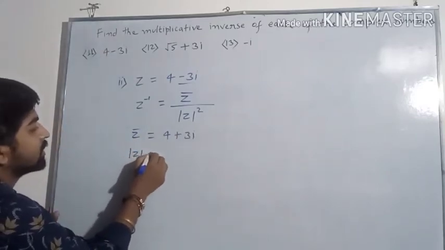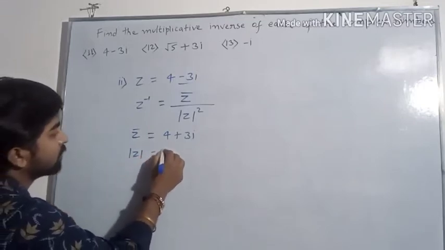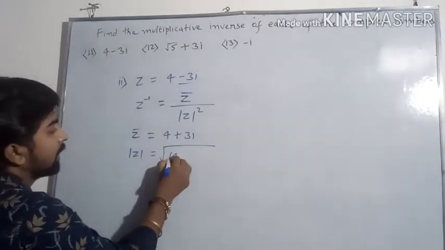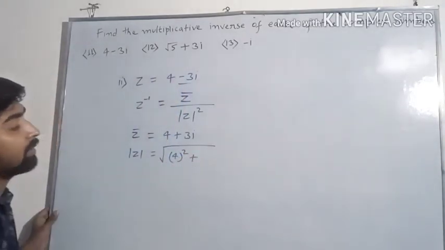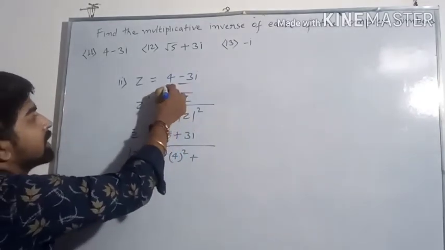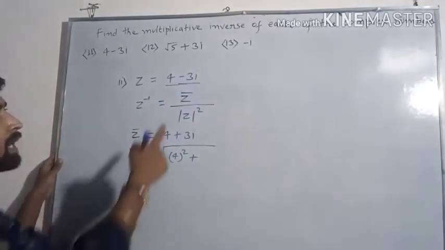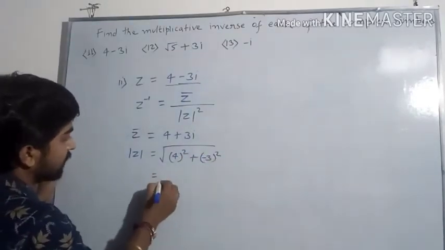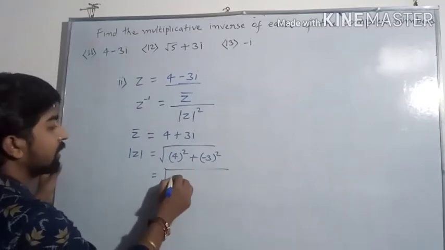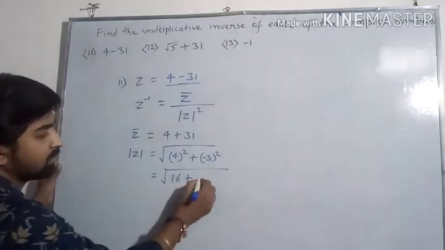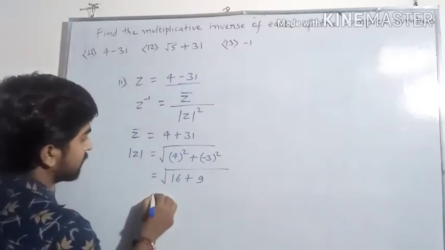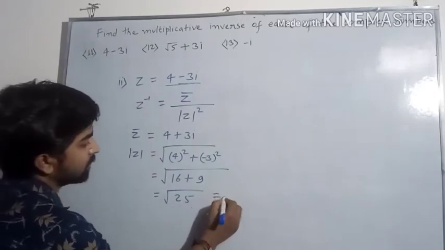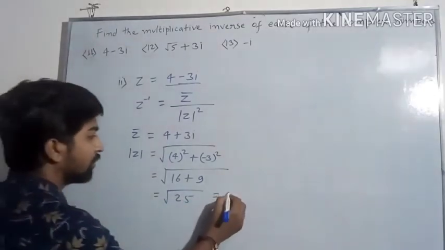Now modulus of complex number z equals under root of the square of the real part. Here the real part is 4, plus the square of the imaginary part, and for this complex number the imaginary part is -3, so square of -3. This equals under root of 16 plus 9, which is under root 25, and this equals 5.